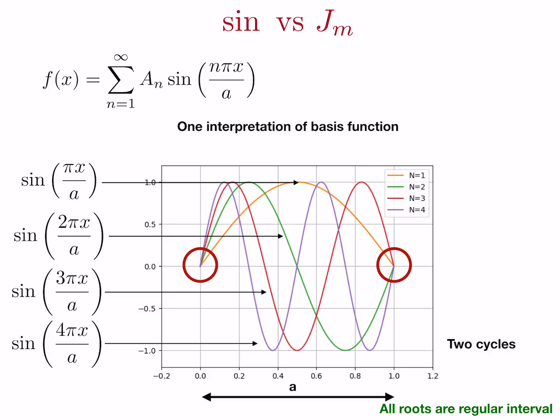and all these form a basis function. Now we can see that for a given basis function, that is sine pi x by a, or sine 2 pi x, 3 pi x or 4 pi x by a, for each function there is a root at the regular interval. The roots of a different order n may not have the same values, same interval, but for a given n, there are n by 2 cycles which have roots at the regular interval.